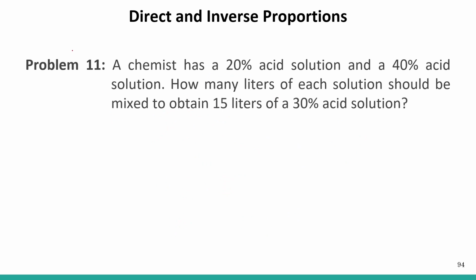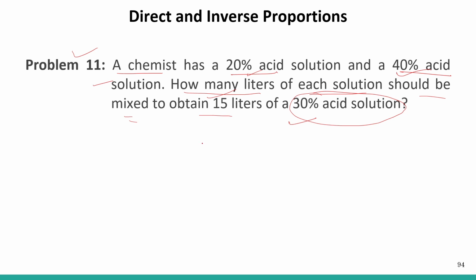So let's see problem number 11. So a chemist has a 20% acid solution and a 40% acid solution. So how many liters of each solution should be mixed to obtain 15 liters of 30% acid solution? Okay, so this is the question. We have a 20% acid solution and a 40% acid solution. How many liters of each solution should be mixed?